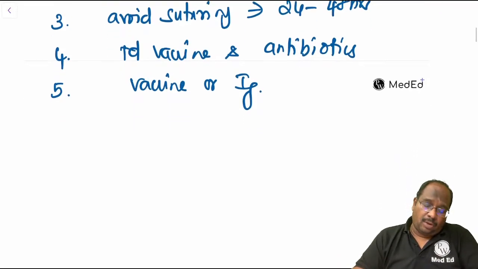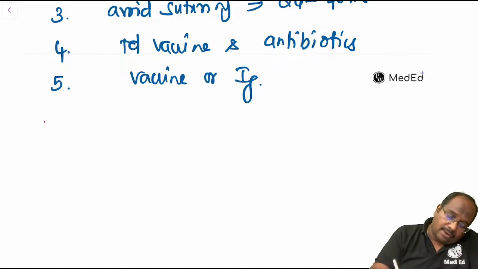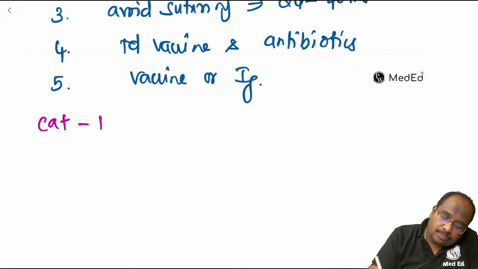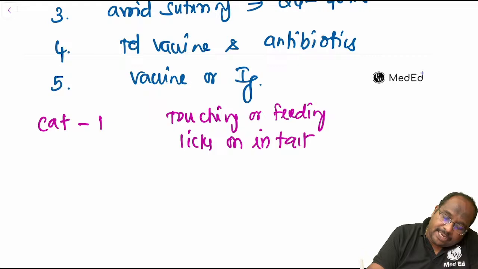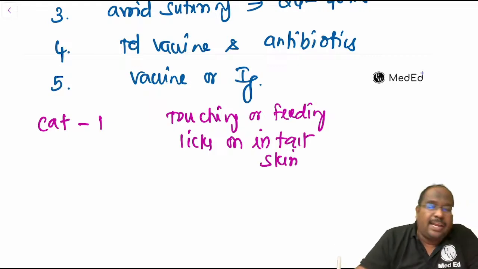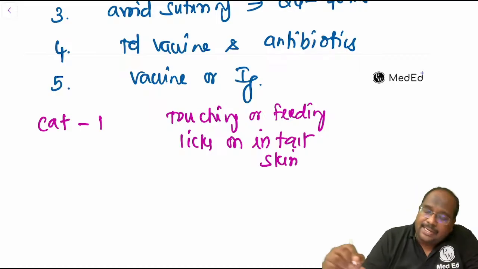Vaccine or immunoglobulin. To give vaccine or immunoglobulin, we have to make a categorization. Category 1 is touching or feeding, or licks on intact skin. Any animal, dog or cat, touching or feeding, licks on intact skin.